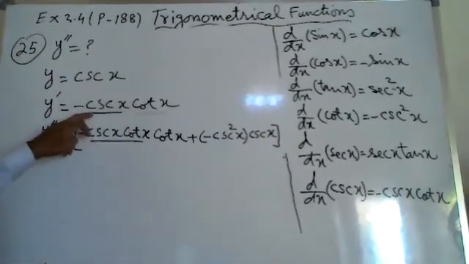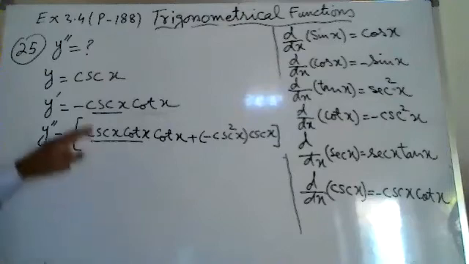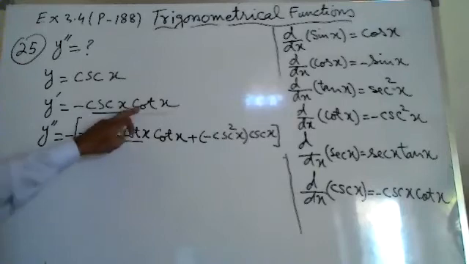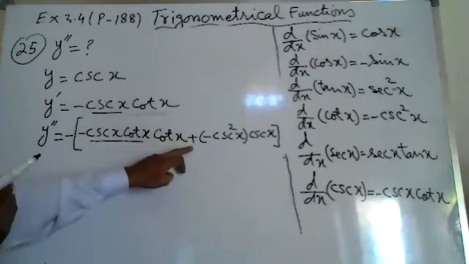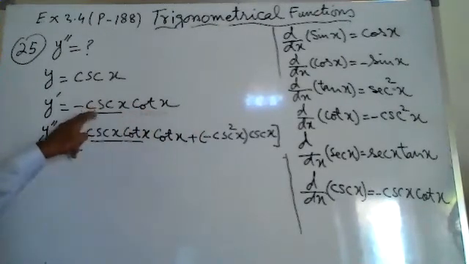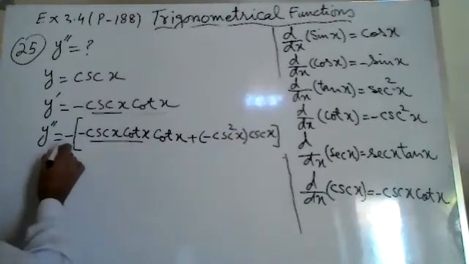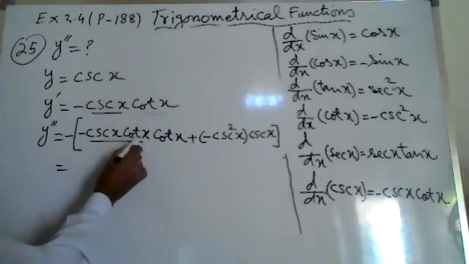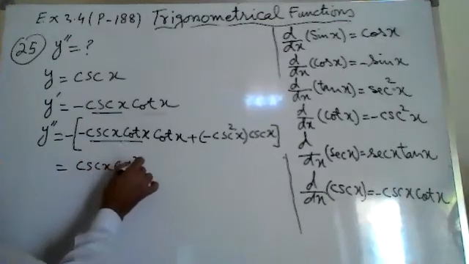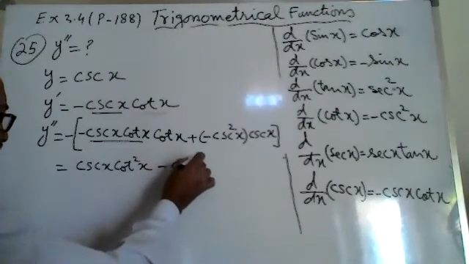The derivative of the first function cosec x is minus cosec x cot x, and the minus is common, that is outside. So the derivative of cosec x will be minus cosec x cot x into the second function cot x, plus the derivative of the second function cot x, which is minus cosec square x, into the first function cosec x. Open the bracket: minus minus plus cosec x cot x will be cosec x cot square x, and this is minus cosec cube x.